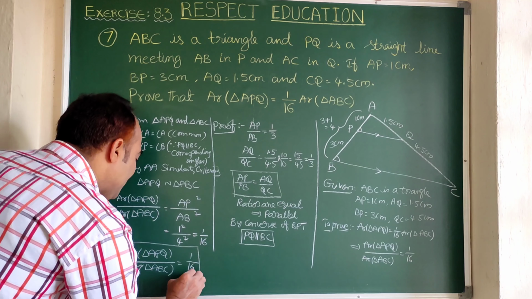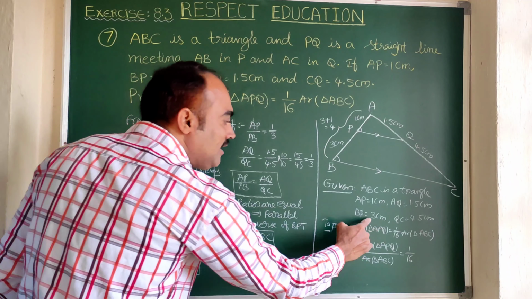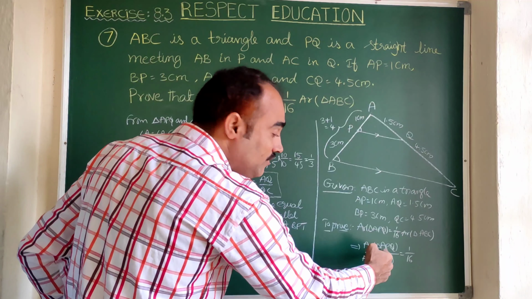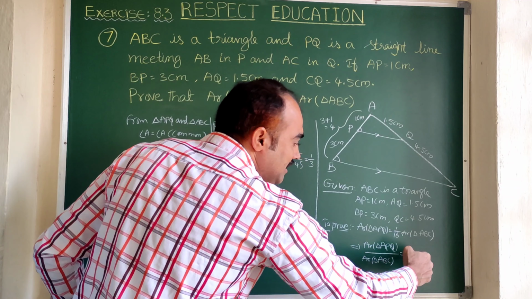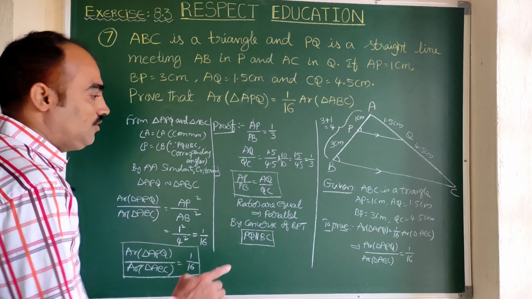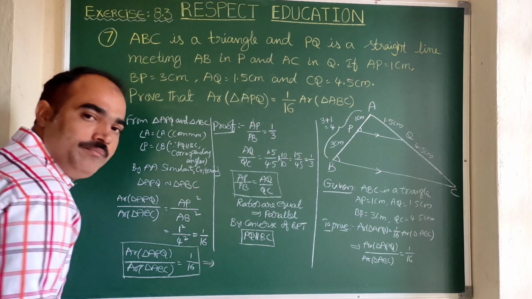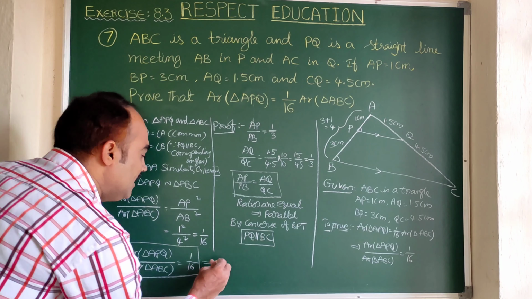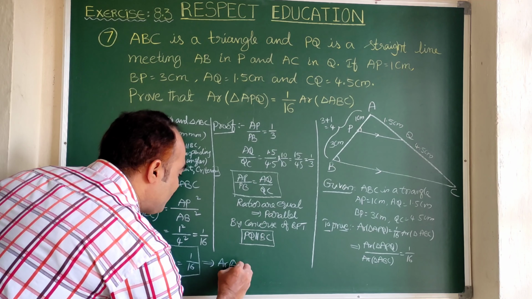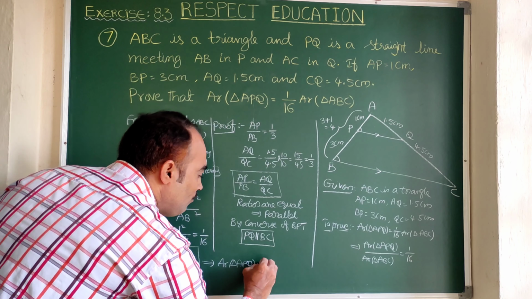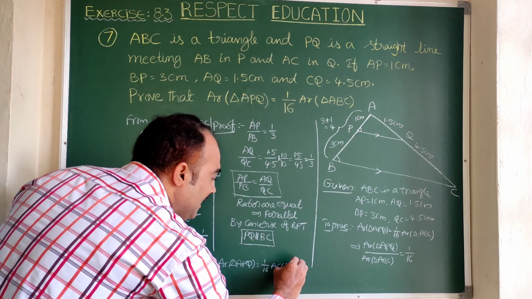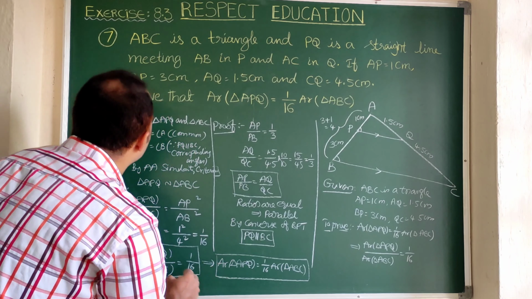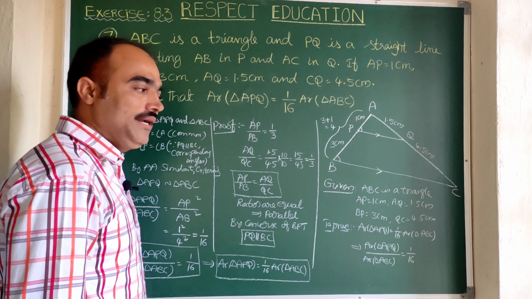After this, directly we can write on cross multiplication, area of triangle APQ is equal to 1 by 16 times area of triangle ABC. Or else, I am writing the same step: I move this ABC from the denominator to that side, it becomes the numerator there. So finally, area of triangle APQ is equal to 1 by 16 times area of triangle ABC. With this, problem 7 gets completed.